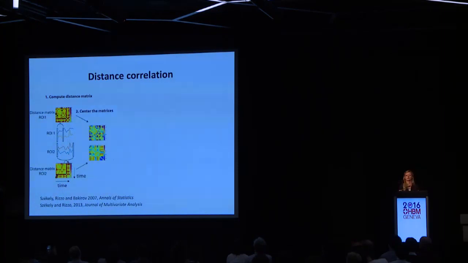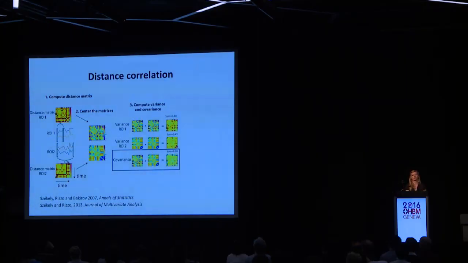Then in the next step, we center these matrices. And then the important step is that we can look at the variance and the covariance of these distance matrices. So you can imagine that if two distance matrices have a high covariance, this means that the distances change over time in a similar way. So this can then lead us to conclude that they are functionally connected. Actually calculating the distance correlation is then very similar to a normal correlation, where we just divide the distance covariance by the distance variance.